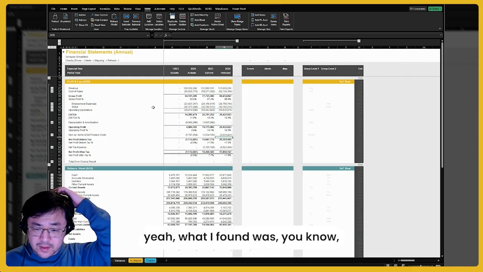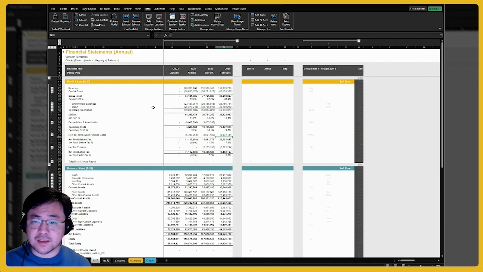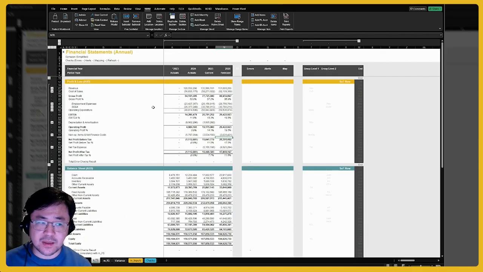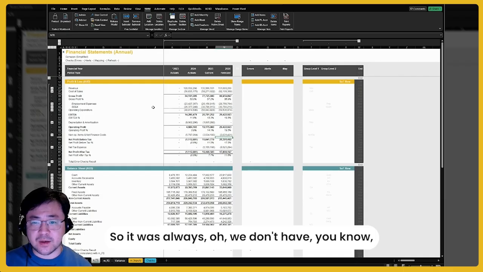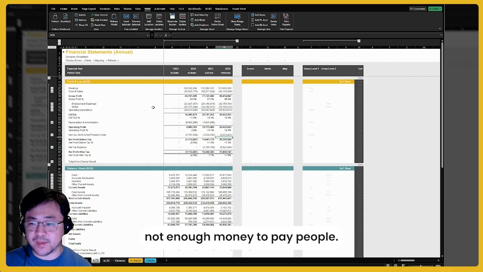So what I found was that doing some basic financial analysis often gave me the clue as to some of the bottlenecks in the business. And working capital was almost always the number one issue. It was always, we don't have working capital, we need cash, we need an overdraft, not enough money to pay people. It was constantly an issue.